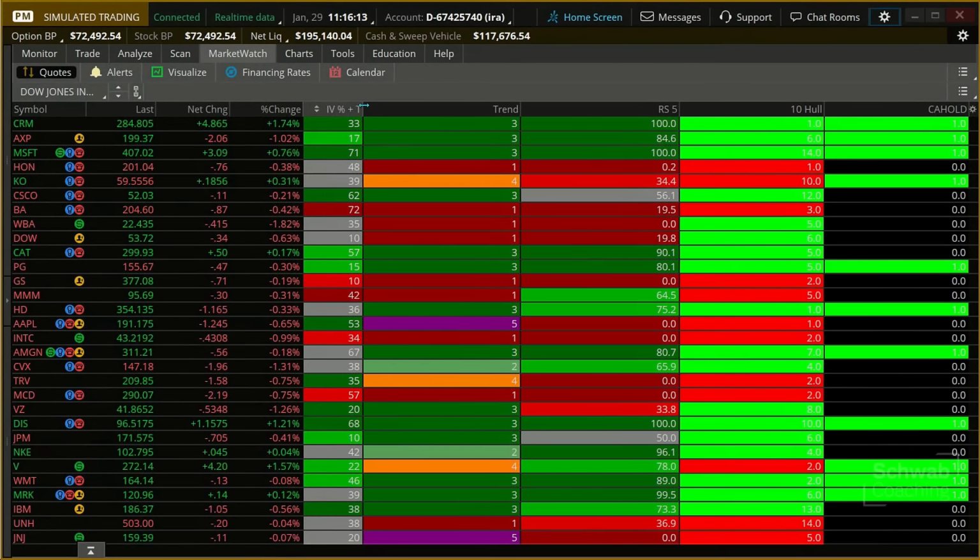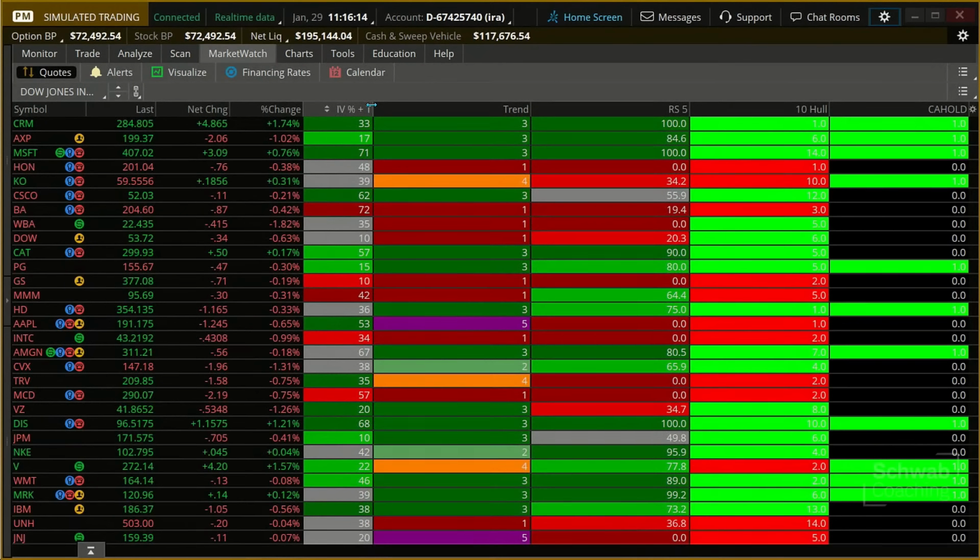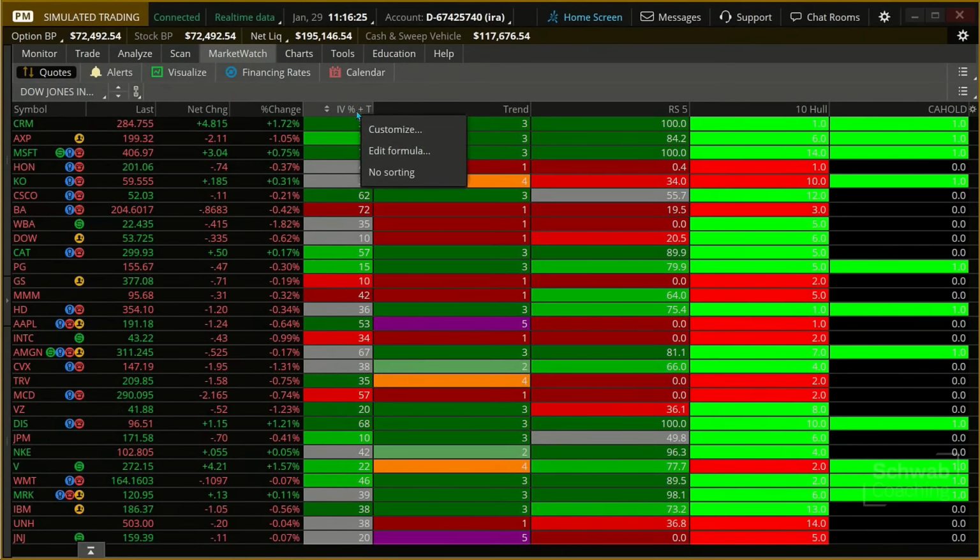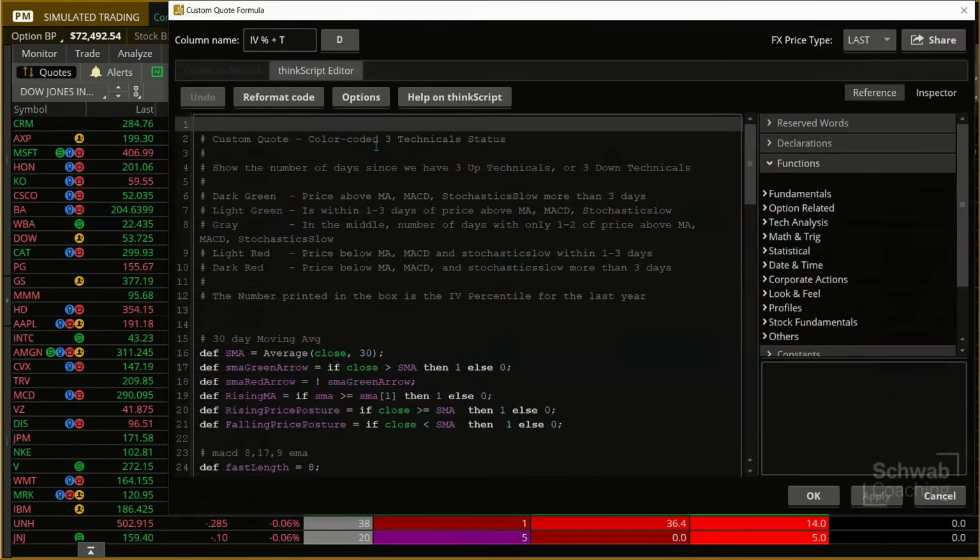Now, the one thing I do want you to really understand, and people have been asking, a lot of times people don't understand is, hey, where do I find out more about this? If you right-click on the heading, and then go to Edit Formula, this is going to give you a summary of really what that script is trying to do, okay? So if I right-click on the heading, click on Edit Formula, you're now going to see it.